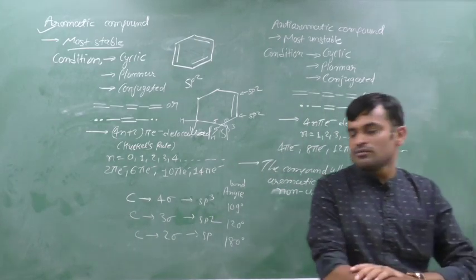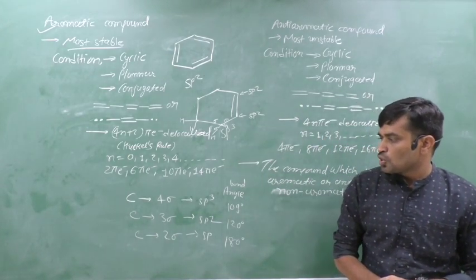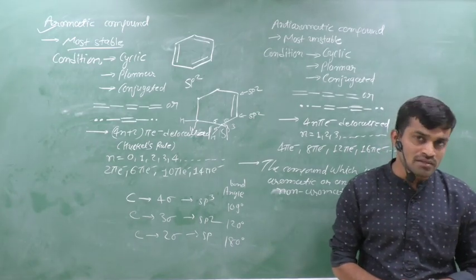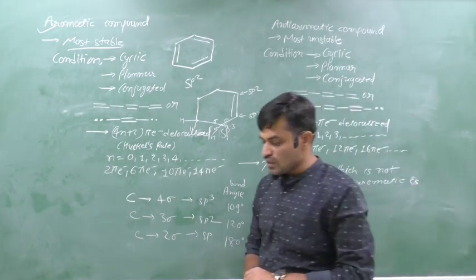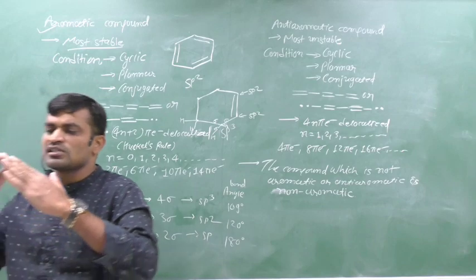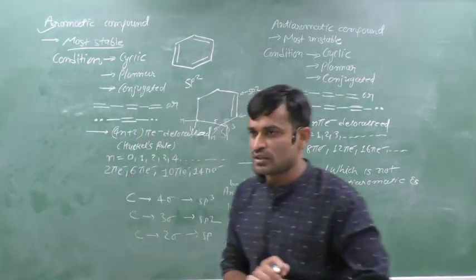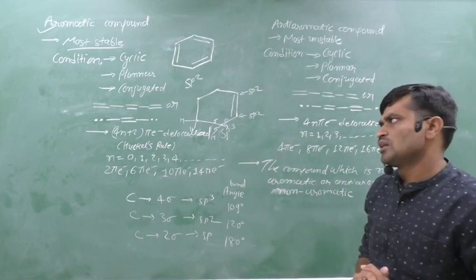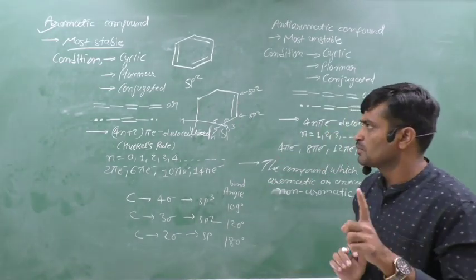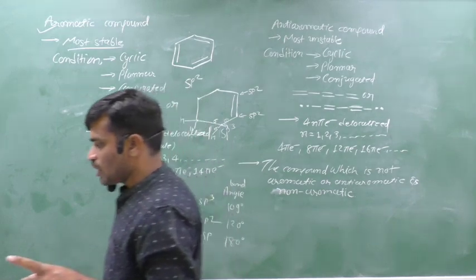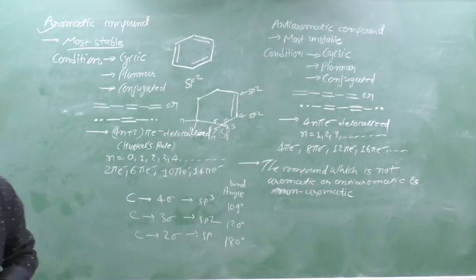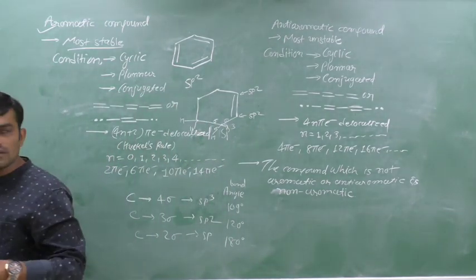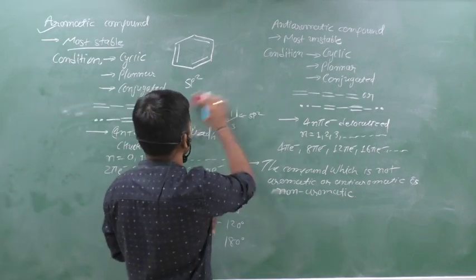And you know, friends, if any atom undergoes sp3 hybridization, then the geometry is tetrahedral, and tetrahedral geometry is not planar. Therefore you can say that this is not a planar compound. We cannot think about aromaticity in this compound. The first priority is that it is cyclic, the second priority is planar, and the third priority which we can check is conjugation.